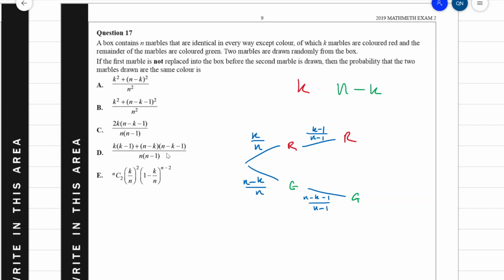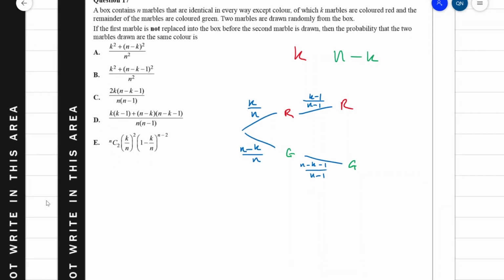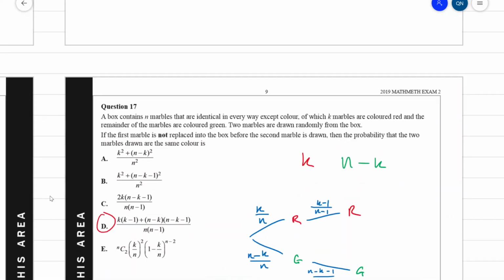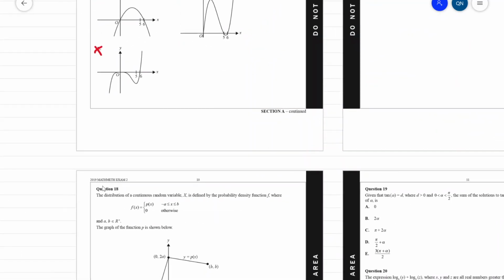Oh dear. I realized we didn't even need to use the CAS for that one. Why on earth did I plug that into the CAS? Silly me. Just realize that if you multiply it together, we're going to get k times k minus 1 divided by n times n minus 1. But then we're going to add something with the same denominator, so that's n times n minus 1, and that's just going to be n minus k and n minus k minus 1. And that's obviously going to be option D. I don't know why I plugged it into the CAS. Maybe because I did another exam question a few hours ago that was basically the same thing as this, and I plugged it into the CAS, so I don't know.